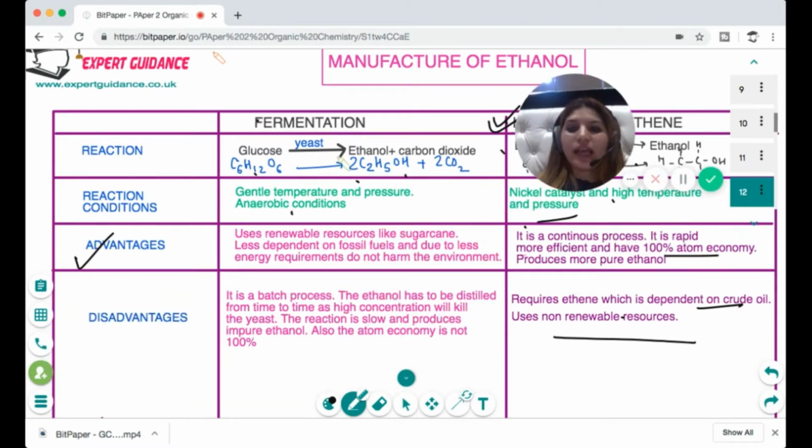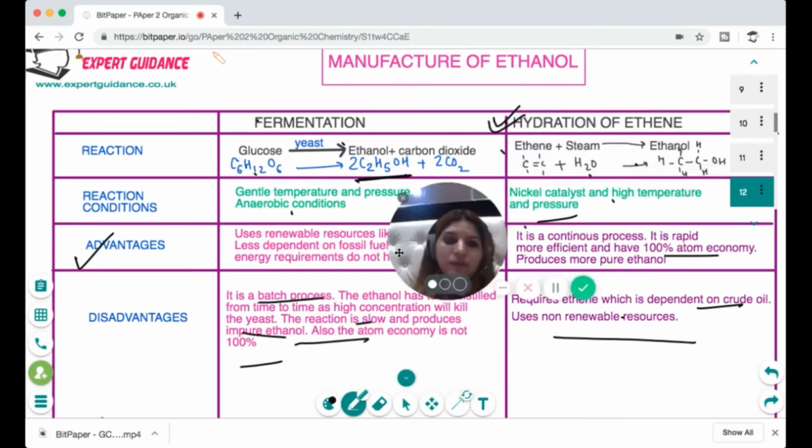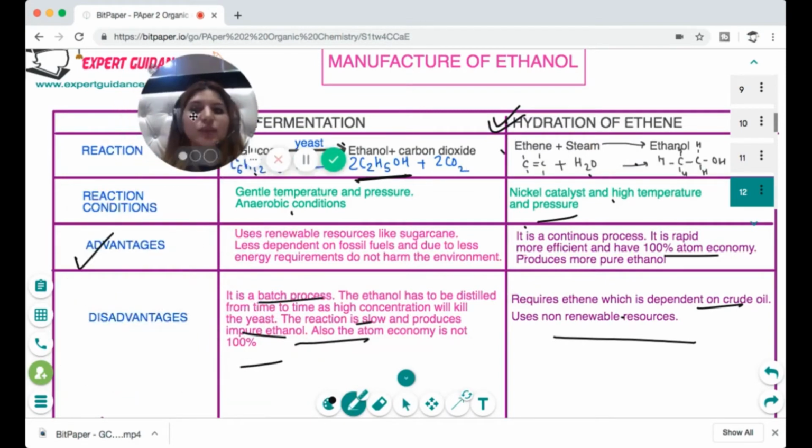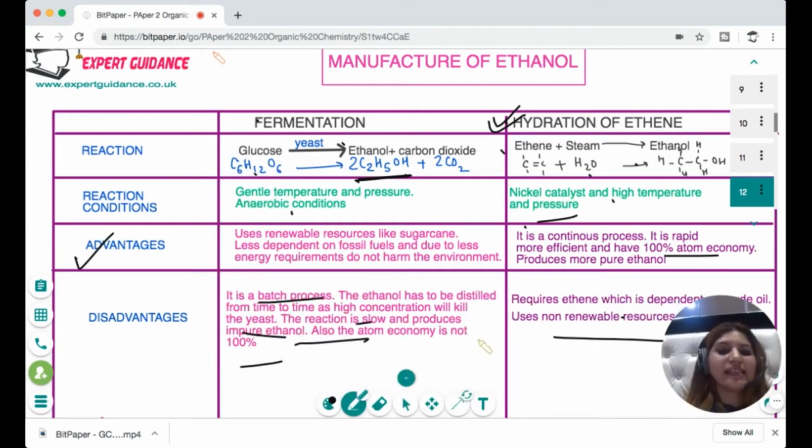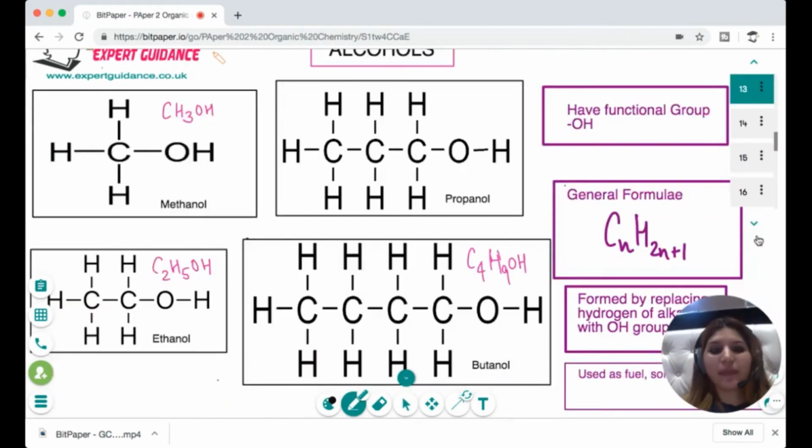On the other hand, fermentation is a batch process. You cannot make the reaction go on because as soon as the alcohol concentration increases, it will kill the yeast. So you need to make a certain quantity of alcohol, distill it off, and then do the reaction again. So the reaction is slow, produces impure ethanol, and the atom economy is not 100%. So both of these processes have their own advantages and disadvantages, and in the exam they'll ask you to explain both methods, and you have to explain the reaction conditions, advantages and disadvantages. So make sure you remember this table and contrast the benefits and disadvantages of each method.